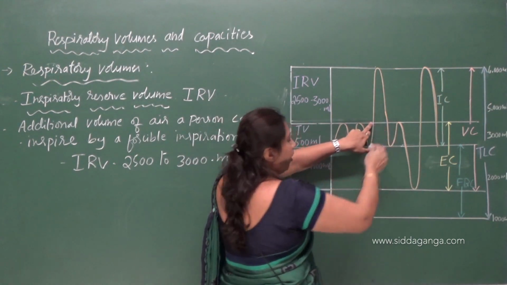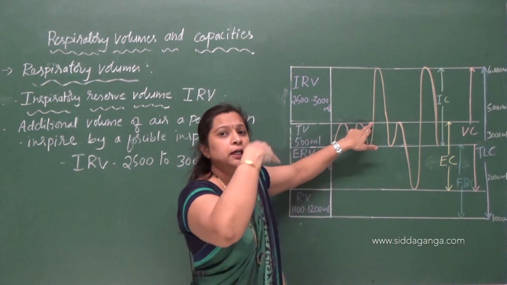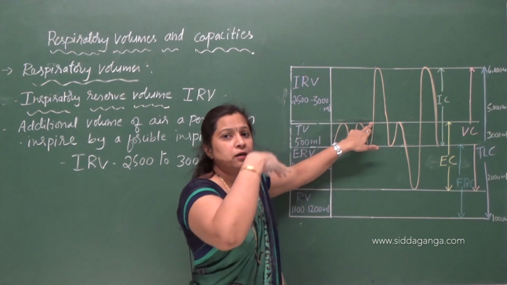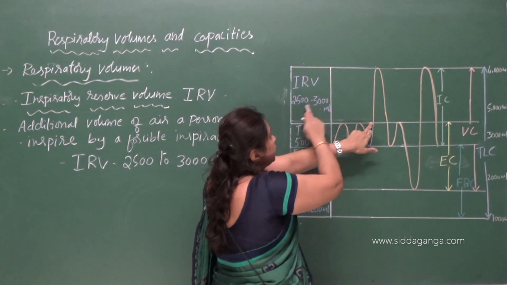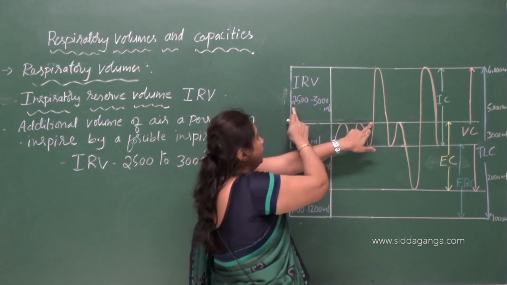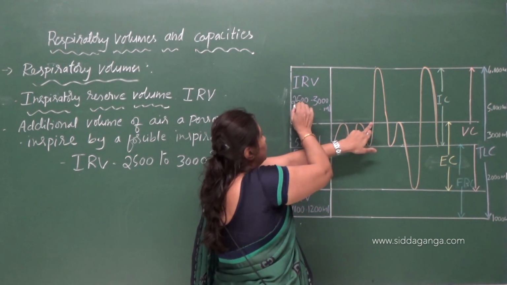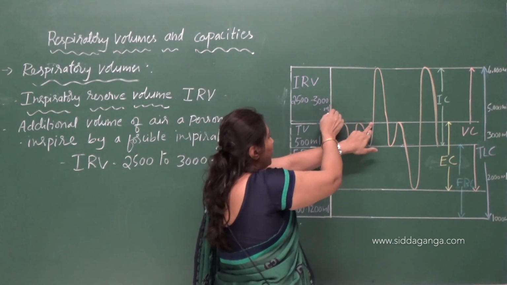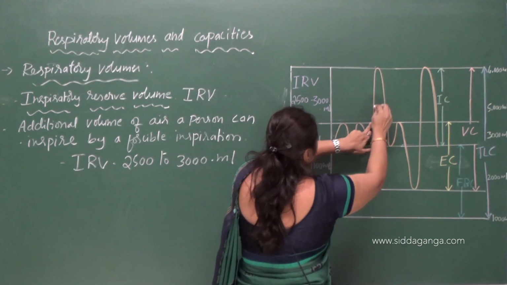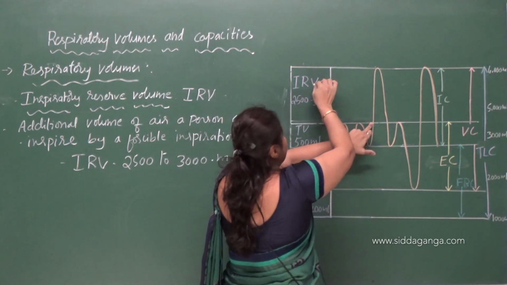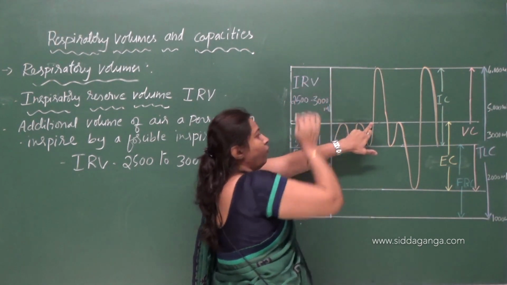Suppose after the normal inhalation, if you take a deep breath, if we inspire forcefully, we are able to take some more additional volume of air. That is, we are able to take 2500 to 3000 ml of air apart from this 500 ml. Okay, so this is called the IRV, that is inspiratory reserve volume.